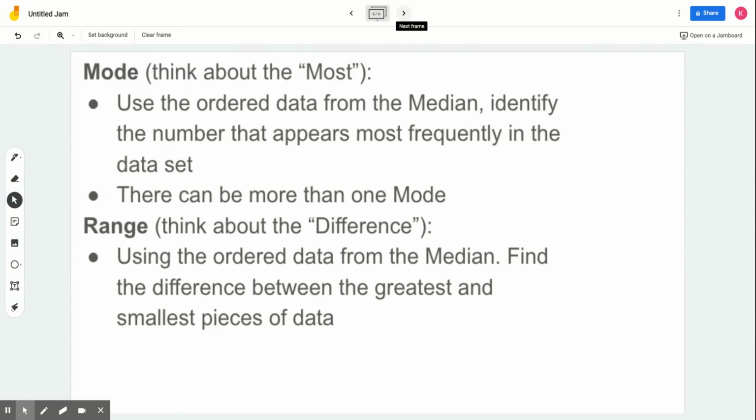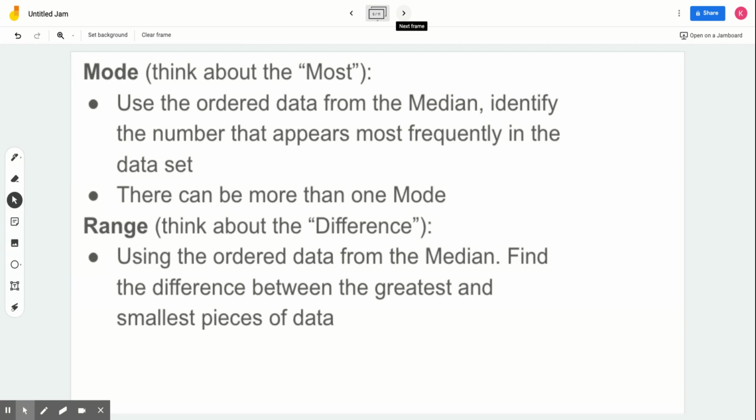Our last two terms today are mode. So mode means the most. Use the ordered data from the median, identify the number that appears most frequently in the data set. There can be more than one mode. So if there are two numbers that appear 3 different times, and that's the most that a number appears, both of those numbers would be the mode.